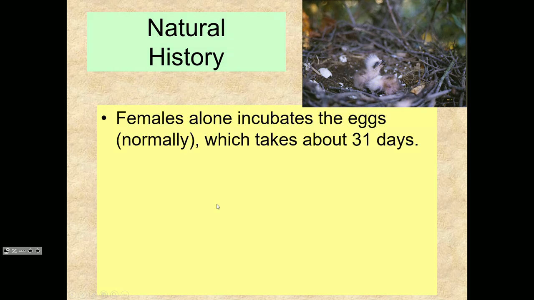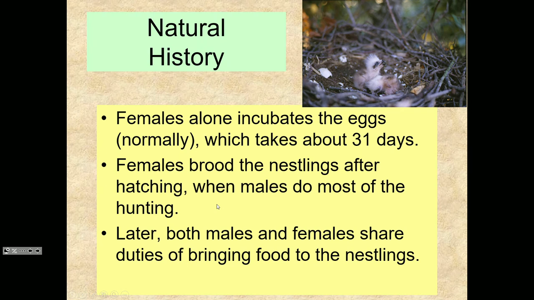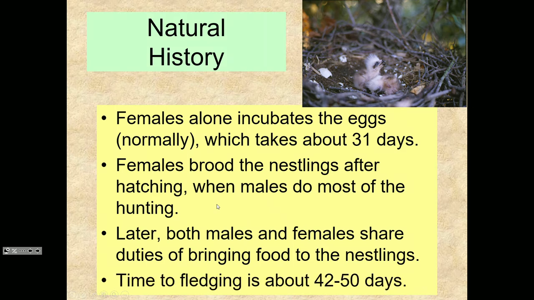Just to give some background on the black kite, here you see two newly hatched chicks. The female alone incubates the eggs, which is very common among raptors. I think most raptors do that. And the incubation takes more or less 1 month. And females brood the nestlings after hatching, when males do most of the hunting, also very common in raptors. And later, both males and females share duties of bringing food to the nestlings. And time to fledging takes another one month and 10 days, so almost 1.5 months.